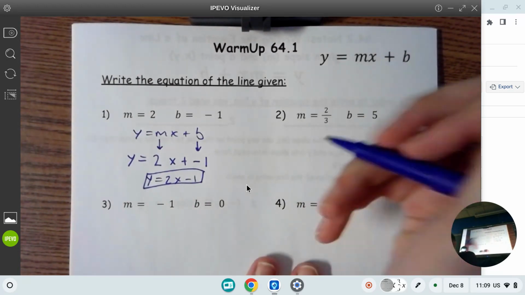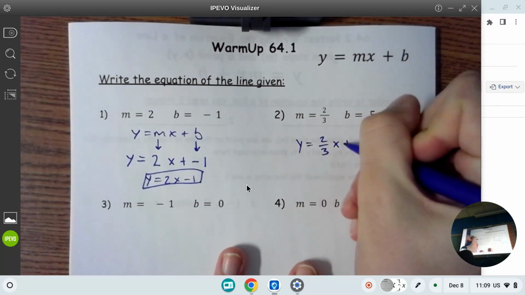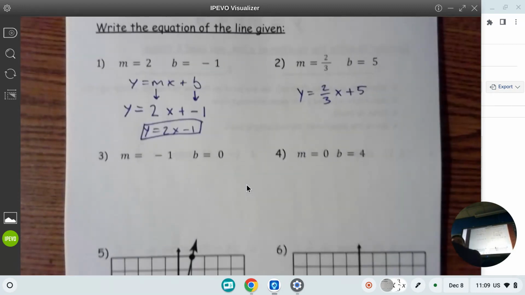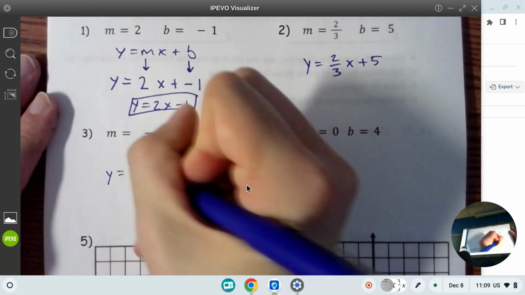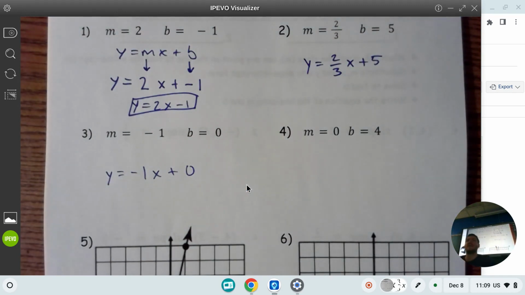We're moving on. Number 2, y equals 2/3 x plus 5. These are questions that take 5 seconds. You've got to put the numbers in there. Moving on, number 3, y equals negative 1x plus 0. Again, you want to think about what are things we don't need.